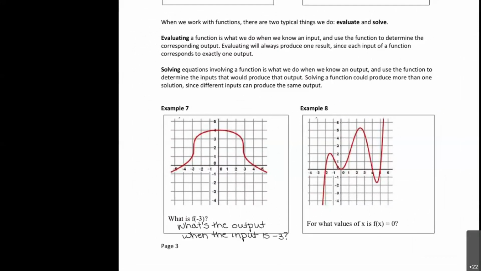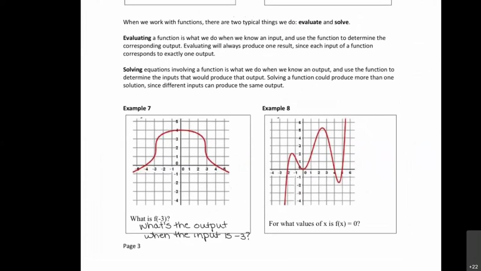Okay, so basically, you go along, very good. You go over here to -3 on your input variable line, right? Your horizontal axis. You go up here and you find the ordered pair here, -3, 1. Okay, so f of -3 is 1. This is called evaluating a function.